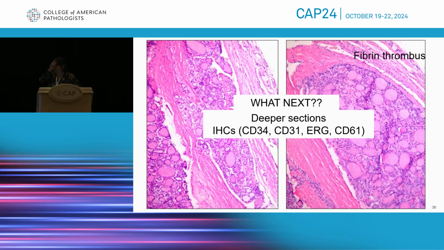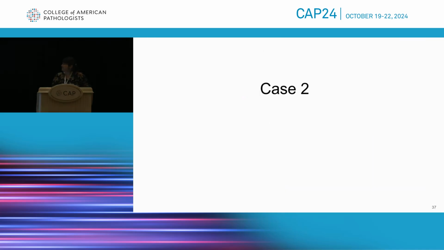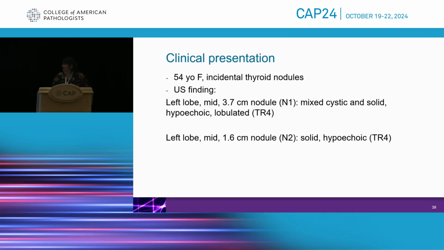Just briefly, I wanted to mention before I move on to my second case, remember that you can have oncocytic type NIFT-Bs because things are not complicated enough. We can have oncocytic type NIFT-Bs, and we can also have sub-centimeter NIFT-Bs, okay? So I'm moving on to my second case.